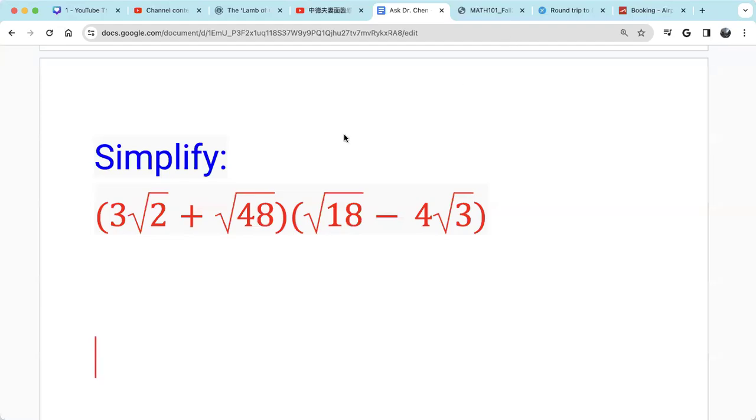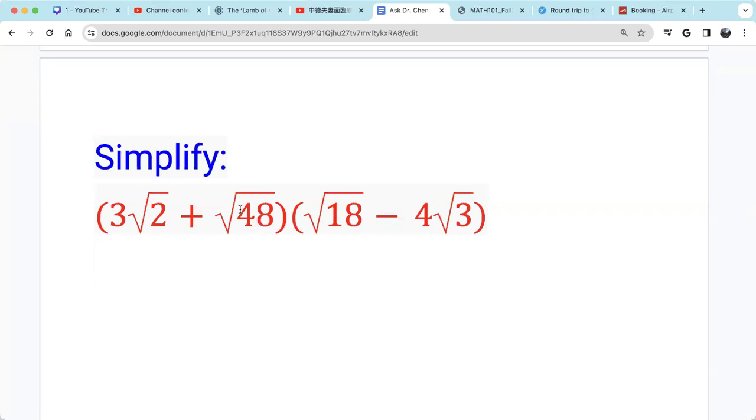Let's see this question. We want to simplify these radicals. So we have those two: 3 radical 2 plus radical 48, then multiply by radical 18 minus 4 radical 3.